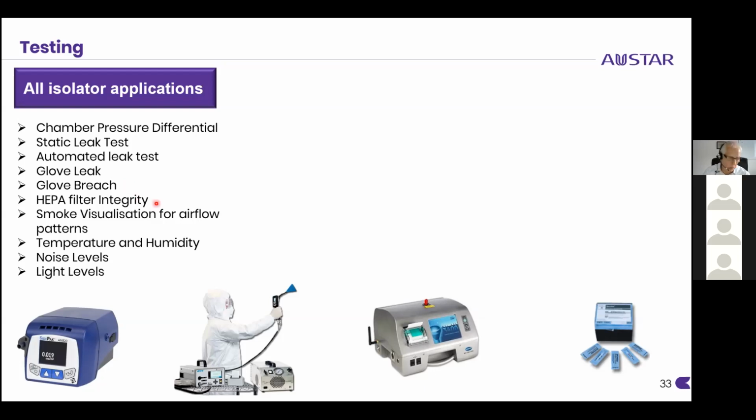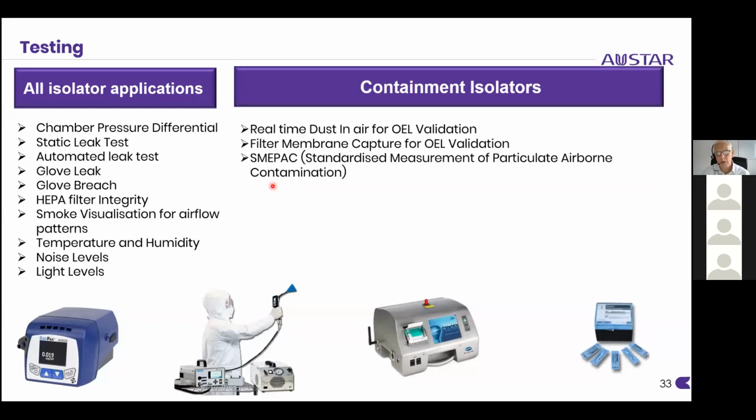The filters have to be tested. If they're not tested, they may have leaks inside them and then not provide the containment. Obviously, we've designed the product to have a dynamic barrier by using airflow patterns, so we have to visualize those patterns using a smoke pencil. If we've got a temperature and humidity sensitive product, we will test the controls of those, noise and light levels for comfort. If it's a containment isolator, we can offer real dust and air validation to ensure that we've designed the equipment correctly and there is no leakage of product out there.